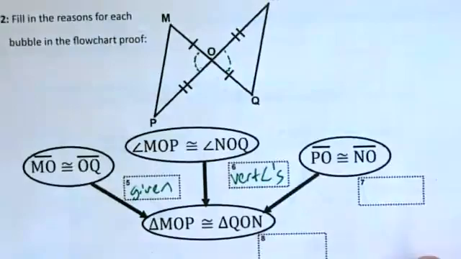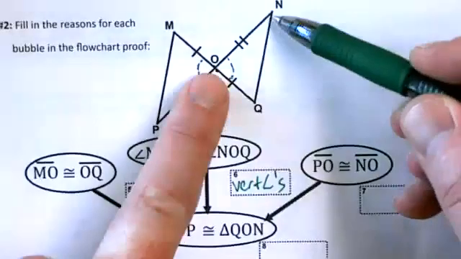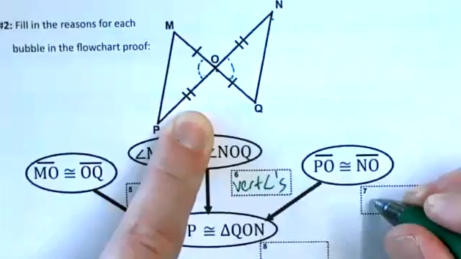And then our last statement here is PO and NO. Let me find those. POs here, NOs here. Yep, those have double tick marks. It was there at the beginning, so given.